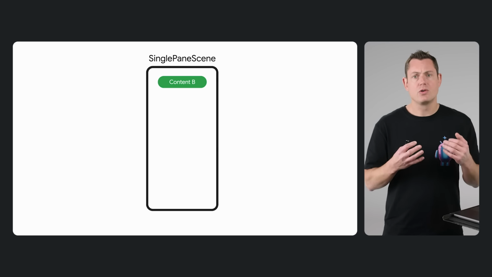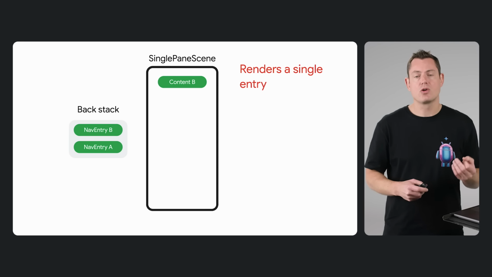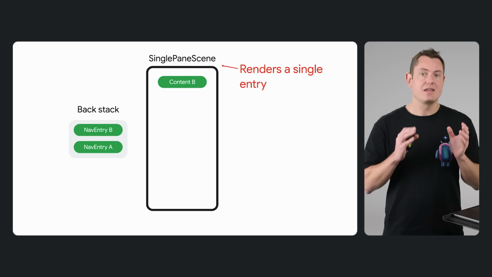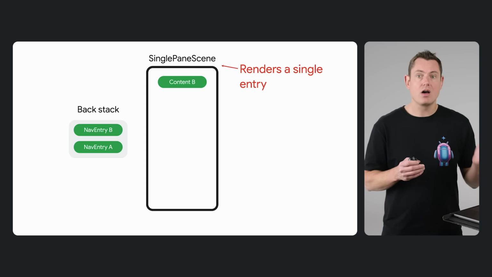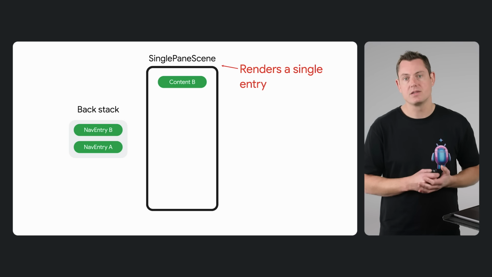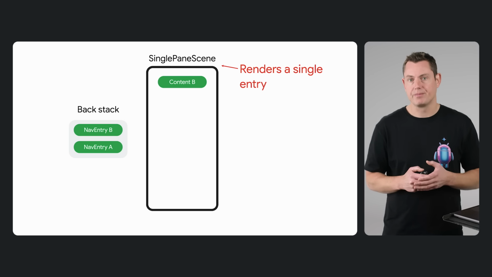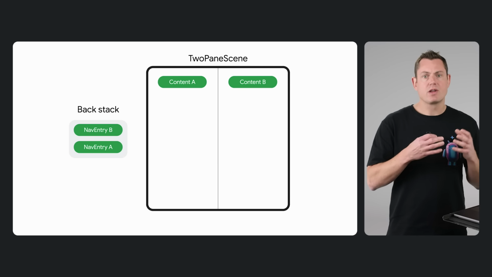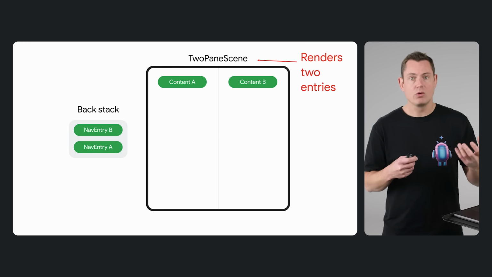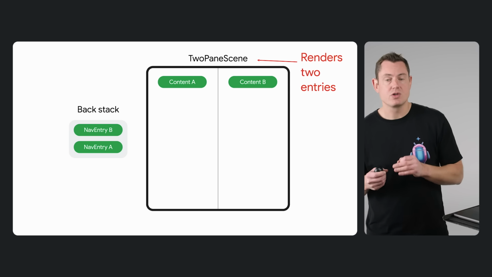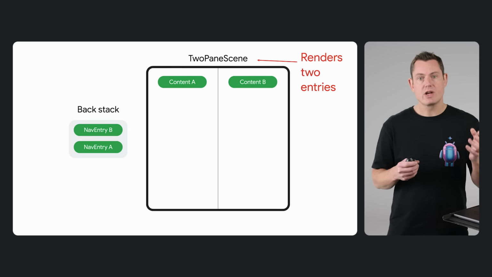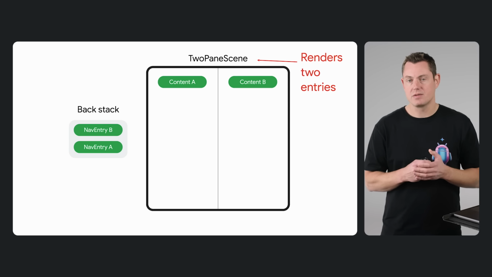So under the hood of Nav display, a scene controls how entries are displayed. Its default behavior is just to render the last entry in the backstack in a single pane scene. But scenes can contain more than one backstack entry. Imagine your app is running on a foldable device, and when it's unfolded, you want to render two nav entries side by side. You could create a two-pane scene that does this.